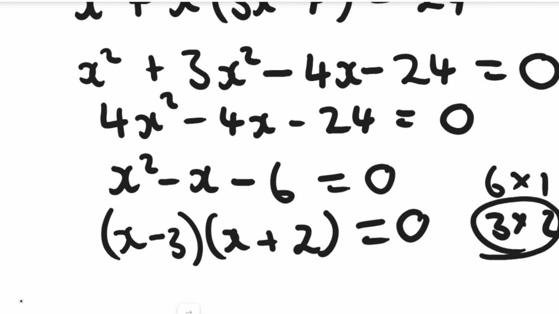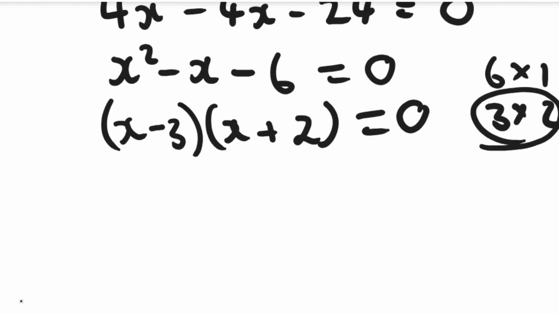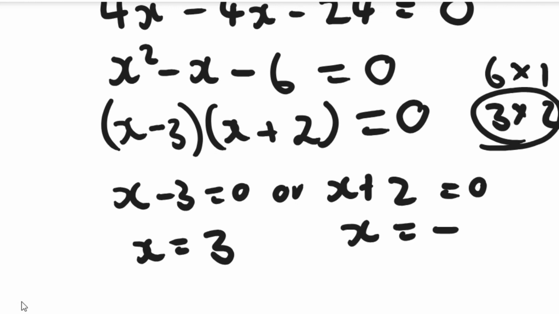To test it, you say minus 3 plus 2. That should give you minus 1. Then you are good to go. And from there, for this to be true, our x minus 3 is 0 or our x plus 2 is 0. So our x is going to be positive 3 or our x is going to be negative 2.